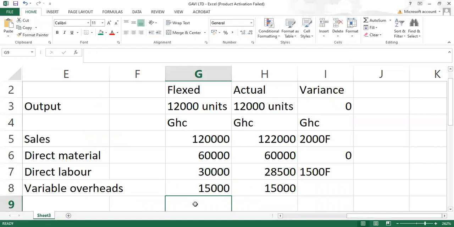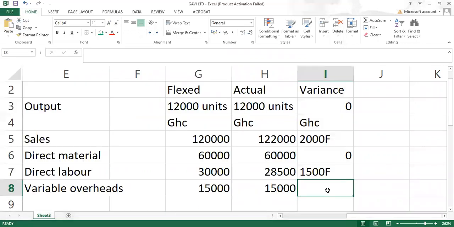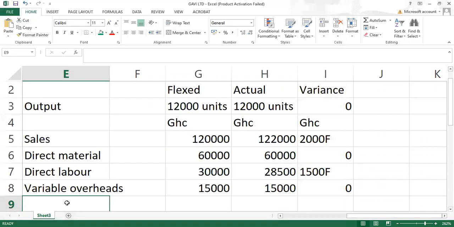Yes. The easiest way to do this, don't go and be struggling to find per unit. Just take the actual unit over the budgeted unit times the budgeted cost: 12,000 over 10,000 times 12,500. What are you getting? Are you making any gain or loss? It's break even. Okay. The next one is fixed overheads, isn't it?